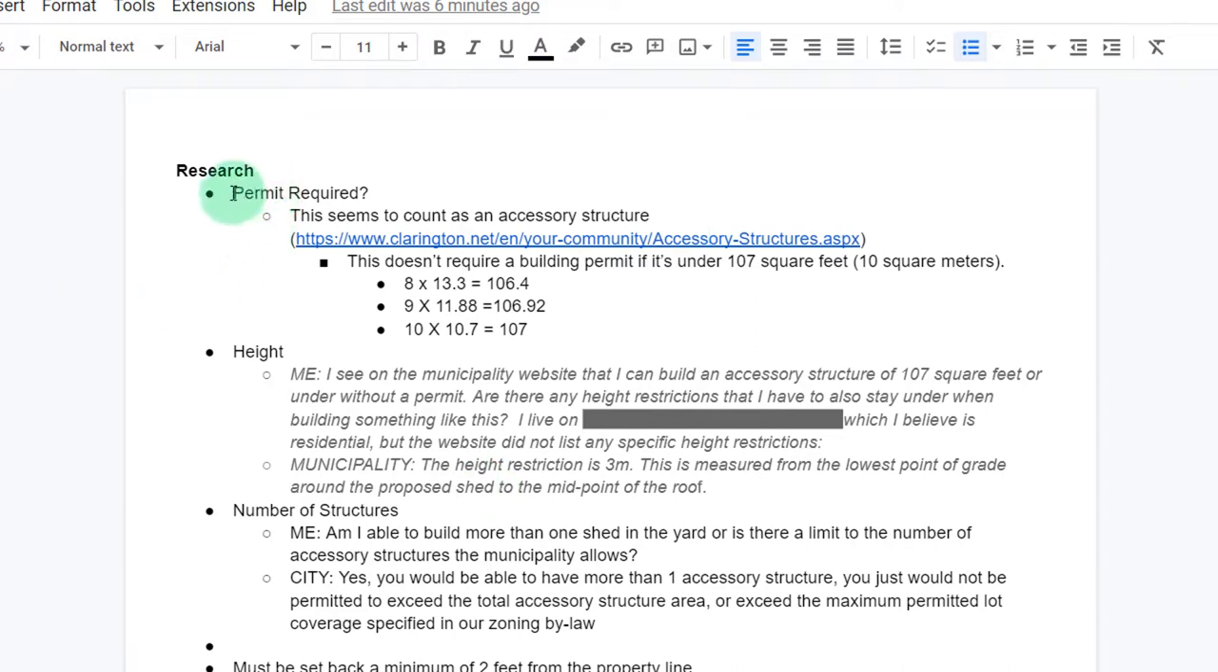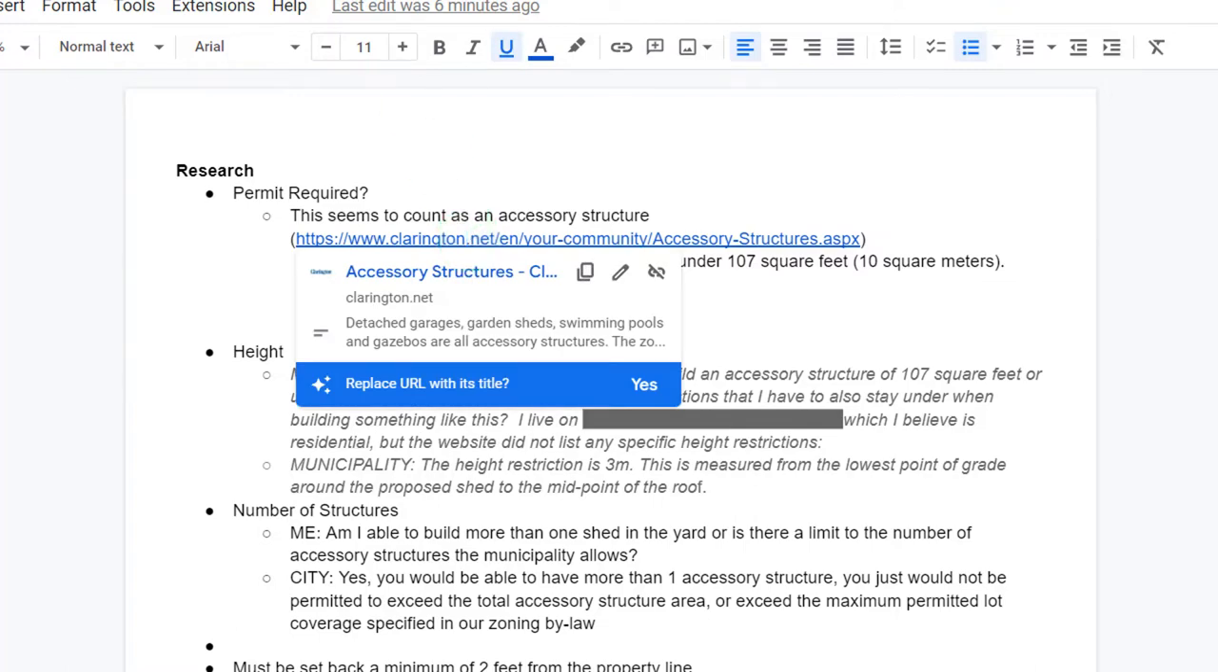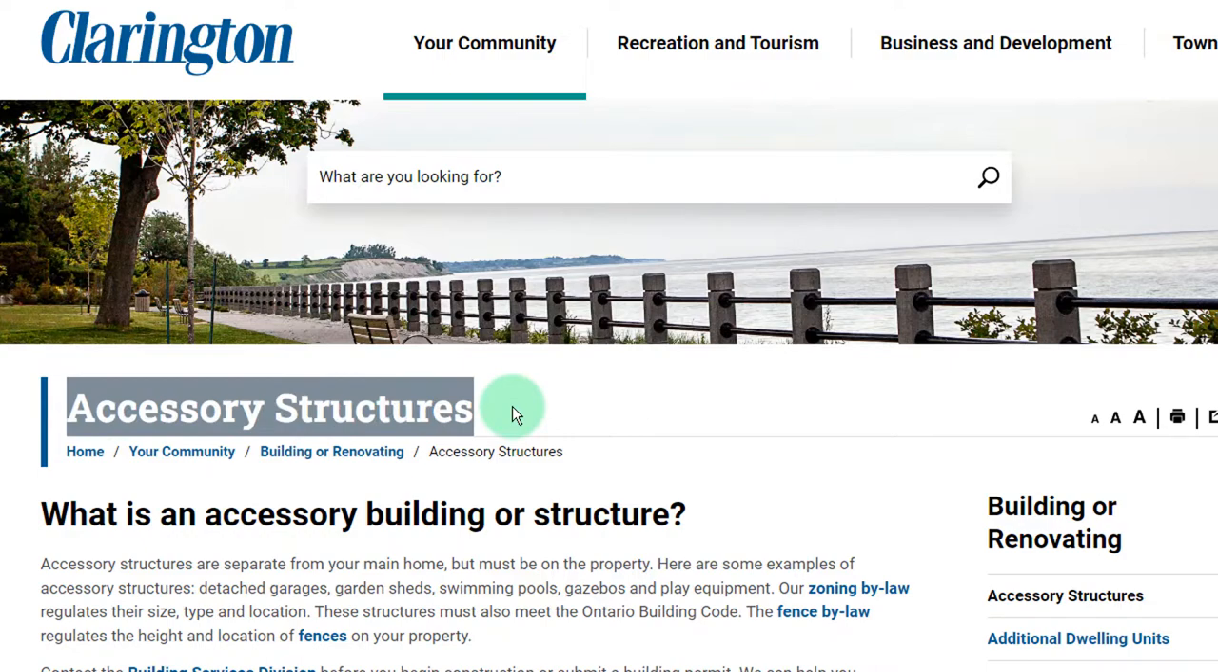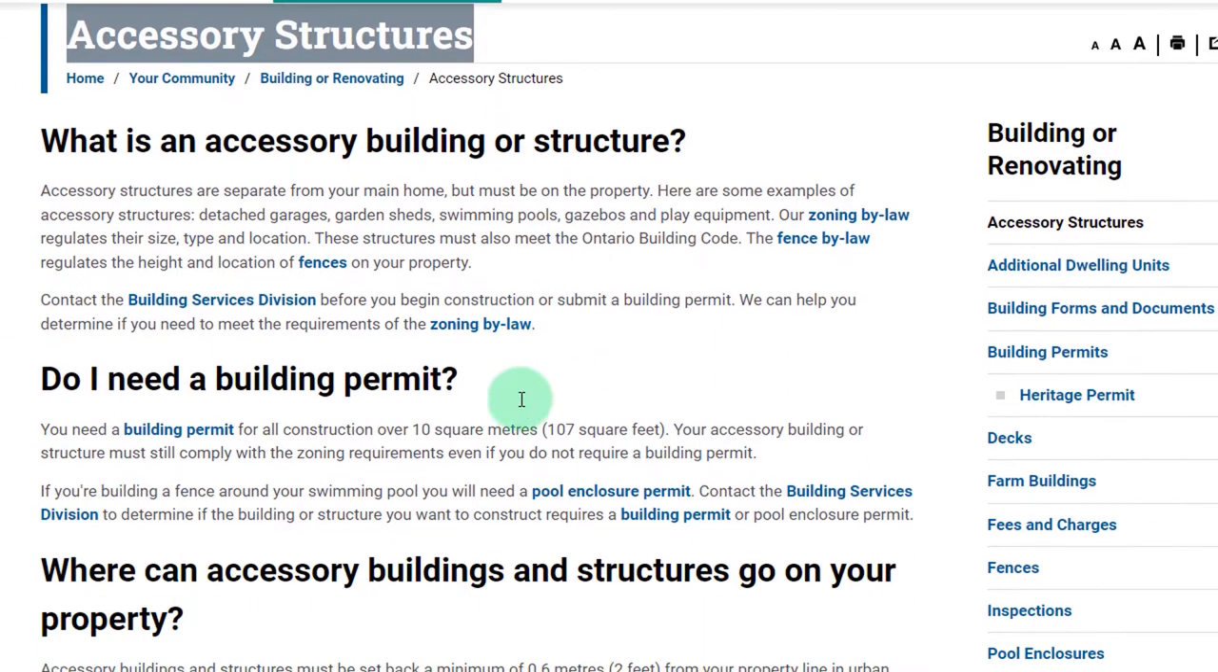Question number one that I've had here is whether I require a permit or not, and I don't think that I do because when I go to the website of my municipality, I see that there is a page that tells me that what I'm looking to build here is what's called an accessory structure, and accessory structures apparently do not need a building permit.